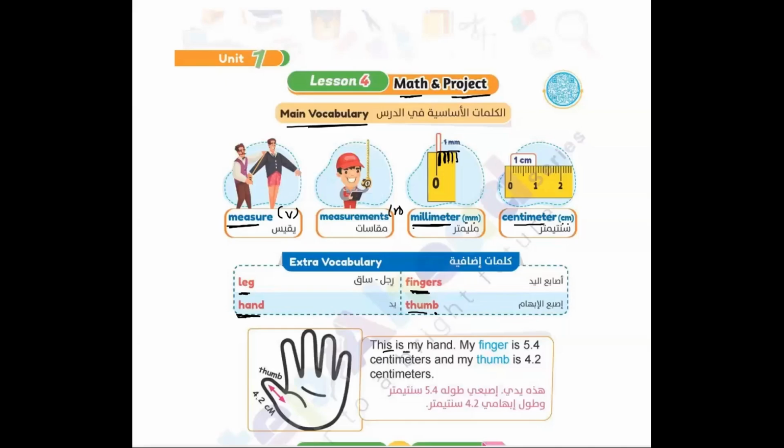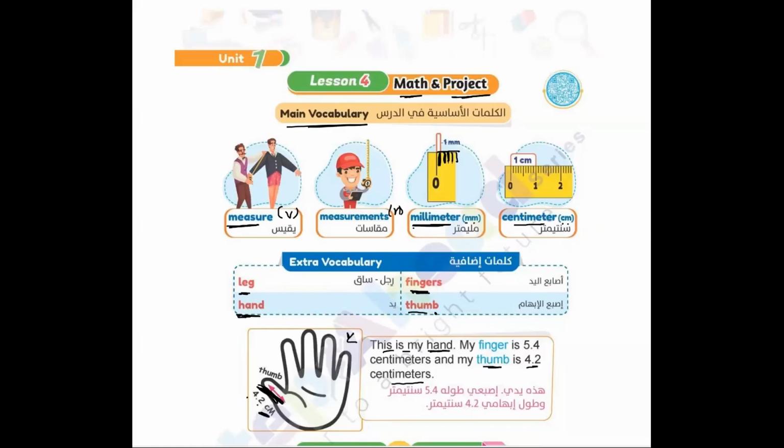This is my hand. We speak about this hand. My finger is 5.4 centimeters. So he's speaking about his finger. And my thumb is 4.2 centimeters. Okay, so this finger, which we call thumb, is 4.2 centimeters. So in this part, we can understand how we can make a measurement through these units.